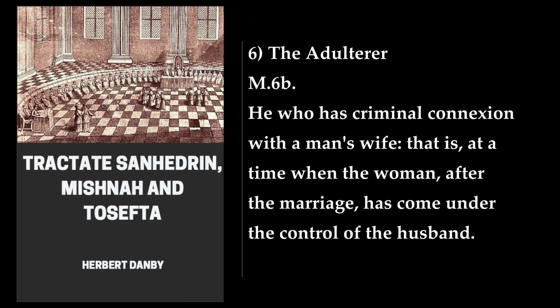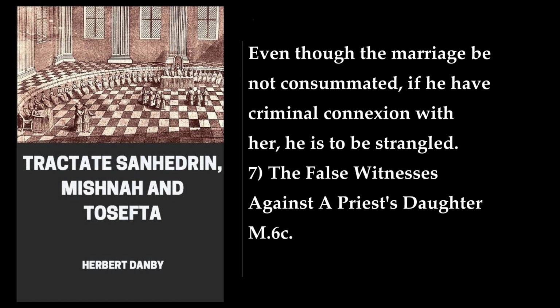M.6b. He who has criminal connection with a man's wife, that is, at a time when the woman, after the marriage, has come under the control of the husband. Even though the marriage be not consummated, if he have criminal connection with her, he is to be strangled.